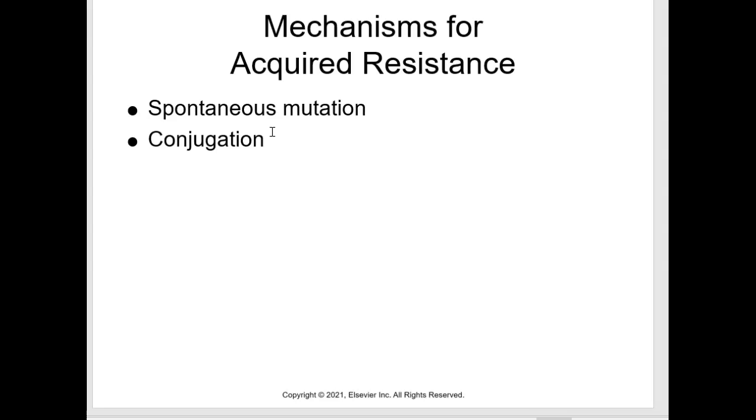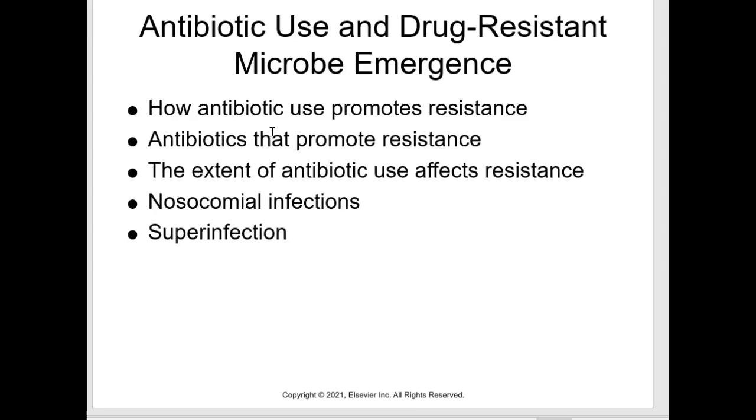So in spontaneous mutation, the one important thing to consider is that it confers resistance to only that drug. But as they're able to jump from one drug to the next, it can confer multiple drug resistance. It's very worrisome. So we know, in general, the use of antibiotics promotes the emergence of drug-resistant microbes.